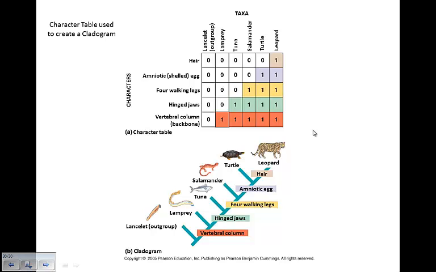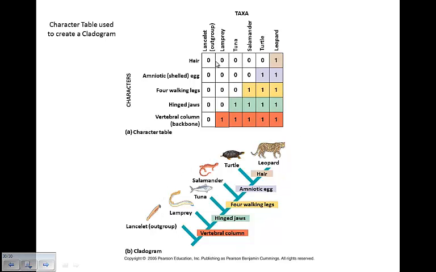All right, now these we're going to do some work with, and we're actually going to construct these in class. But this right here is called a cladogram. Some people call it a cladogram. Either one's correct. Whichever one you want to say, it's fine. They're also called a phylogenetic tree.